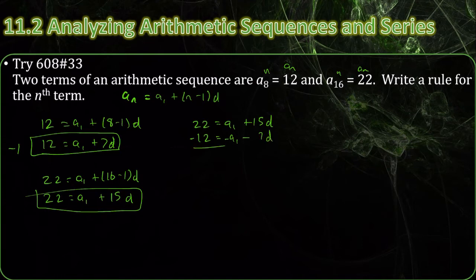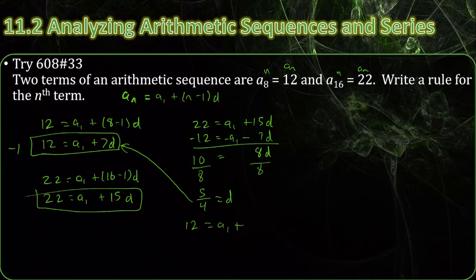So it looks like if I add these together, we have 10 and 8d. If I divide by 8, I'll have 10 over 8, which reduces to 5 over 4. Nice, it's a fraction. All right, let's plug it into one of these. Maybe that one.